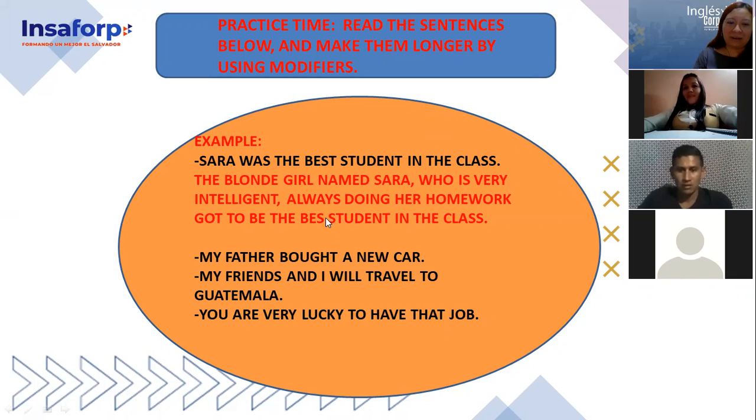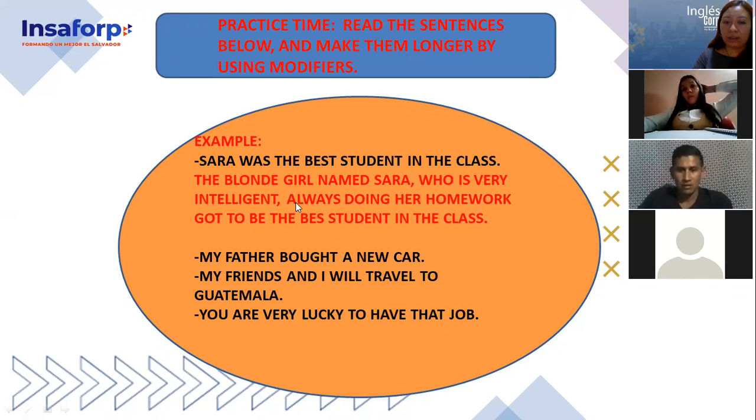Yes, thank you, María. Entonces, miren cómo está la oración simple. Sara fue la mejor alumna de la clase. Pero si yo vengo y agrego modifiers, más de uno, puedo decir, the blonde girl named Sara. Miren, adjetivos. La niña rubia, adjetivo, modificador. La niña rubia llamada Sara.